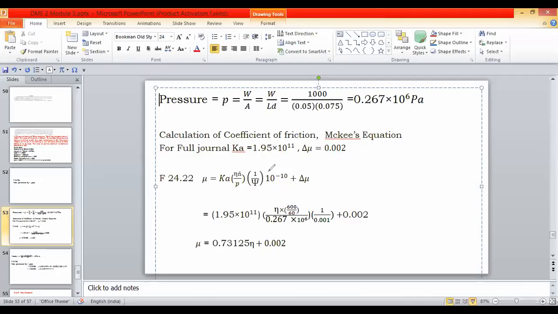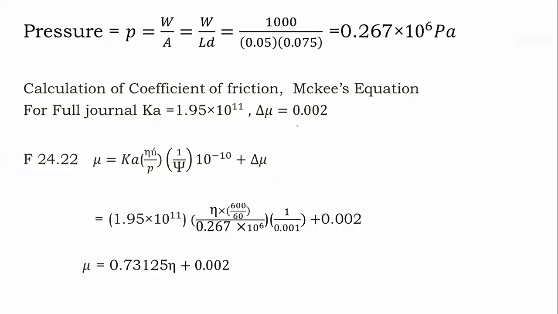Heat generated equals mu P L D V. So we need to calculate mu, pressure, and velocity, and L and D are known. So the remaining three things we need to calculate. First, calculate the pressure. Of course, my dear students, pressure calculation is simple: load by area. Load is available, and area is L into D. So substitute load as 1000 Newton.